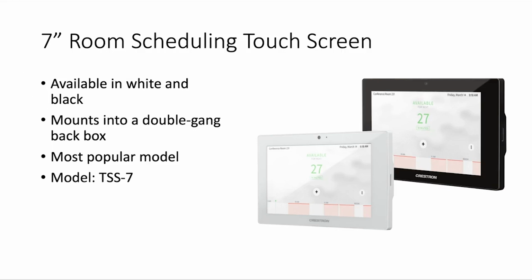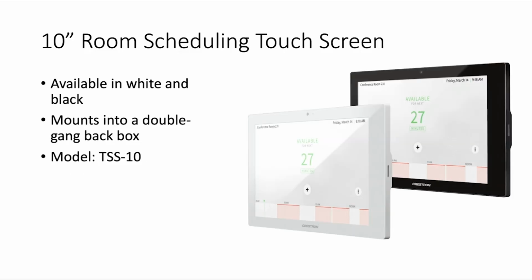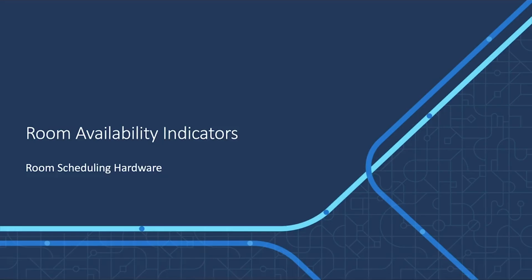Our 7-inch option, this is our most popular model that we've seen deployed with various customers across the country and across the world. These are easy to mount. Again, they mount in a double gang back box, and they're available white and black. And our 10-inch models, same thing. You're just growing in screen size and allowing that better experience by having that more screen ratio there for those larger or highly trafficked spaces.